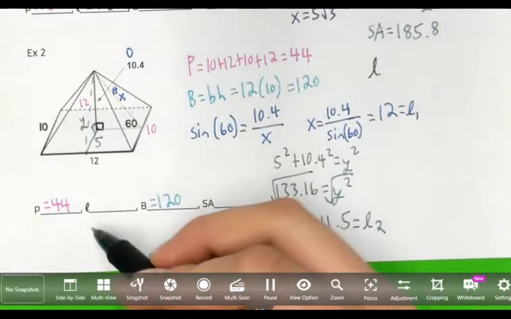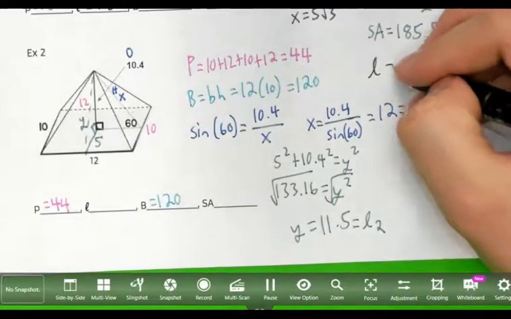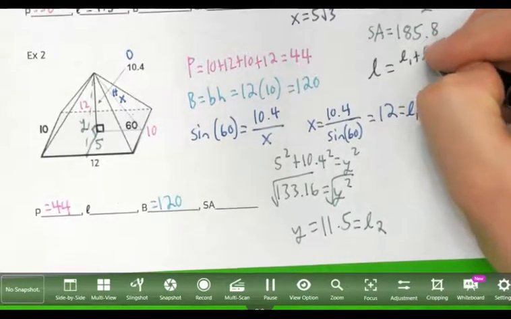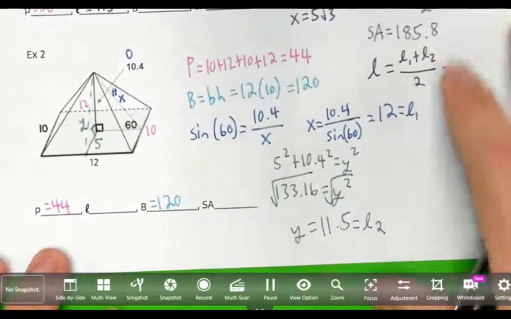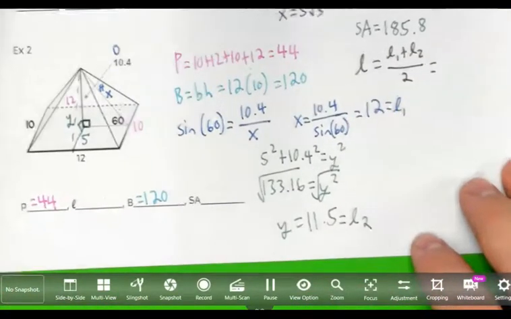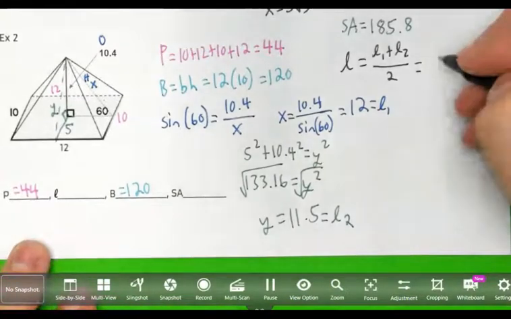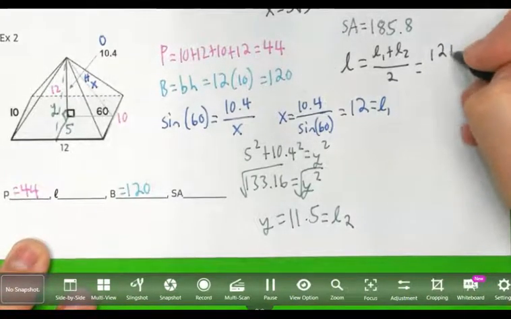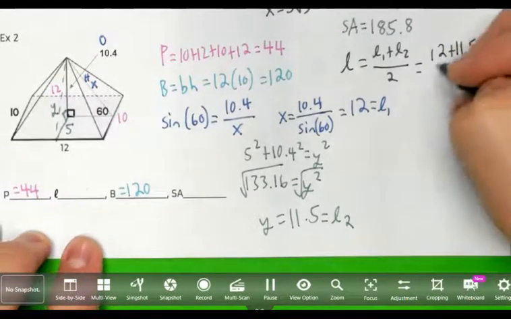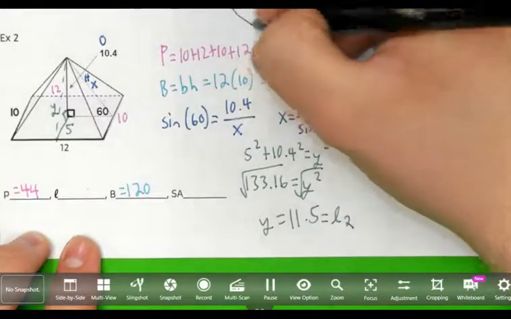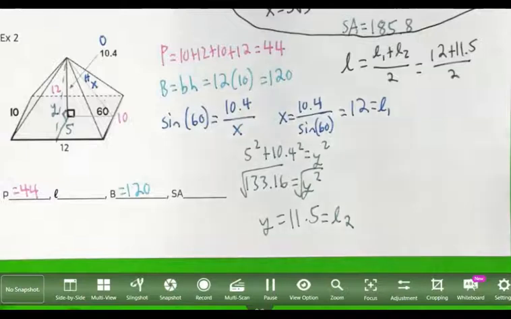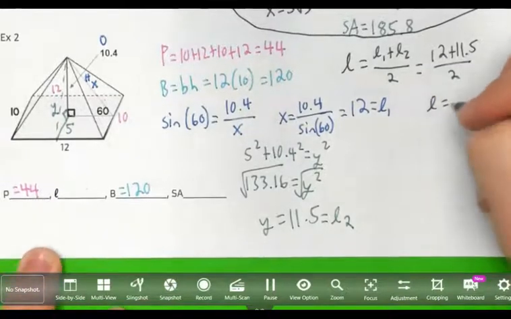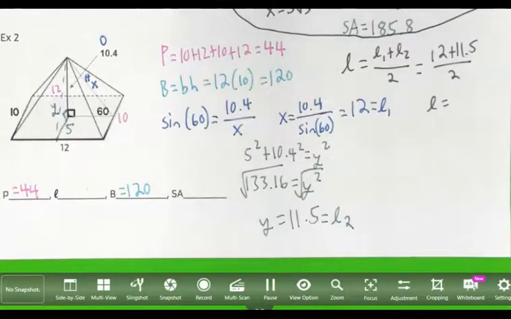Our regular L that we need is going to be L1 plus L2 divided by 2. So, let me move this paper over to make sure that we can all see it. This is going to be 12 plus 11.5 divided by 2. I'm going to go ahead and kind of separate these two problems. But then we can go ahead and plug that into our calculator.